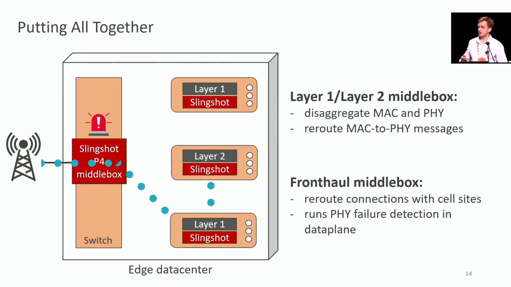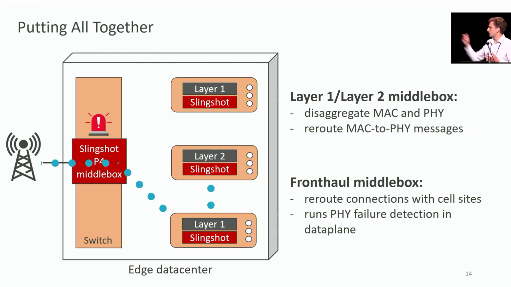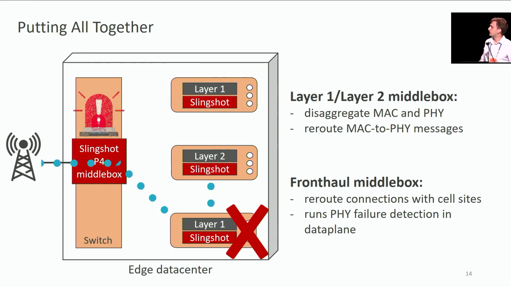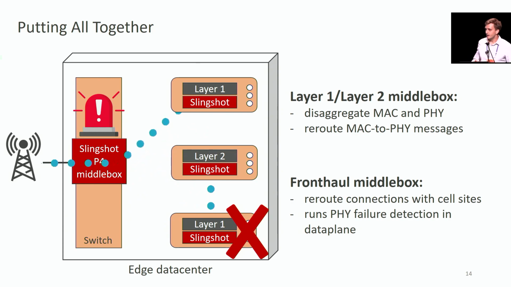This picture shows the complete overview of resilient VRAN operation with Slingshot. Suppose the bottom server is currently executing baseband processing for the layer 2 running in the middle server. If it crashes, the P4 middle box detects the failure immediately and commands all other middle boxes to reroute connections to another server.